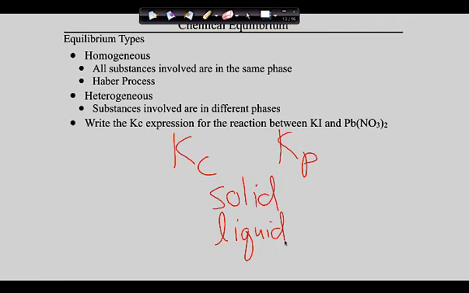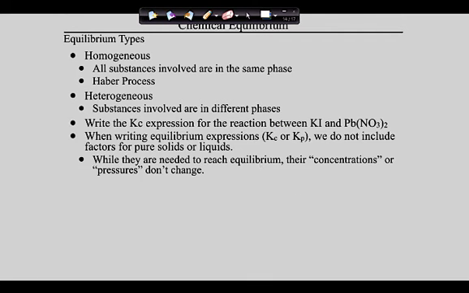When you are writing K values, be they Kc's or Kp's, you never include solids or liquids in the Kc or Kp expressions because solids and liquids don't have concentrations or pressures. So, I summarized that like this. So guys, bottom line is this. When you're writing Kc's or Kp's, we do not include factors for pure solids or pure liquids. Why not? Well guys, fundamentally, while these things are needed to reach equilibrium because they're reactants and products, their concentrations or pressures don't change. They don't have concentrations or pressures. Therefore, they do not get included in the equilibrium expressions.